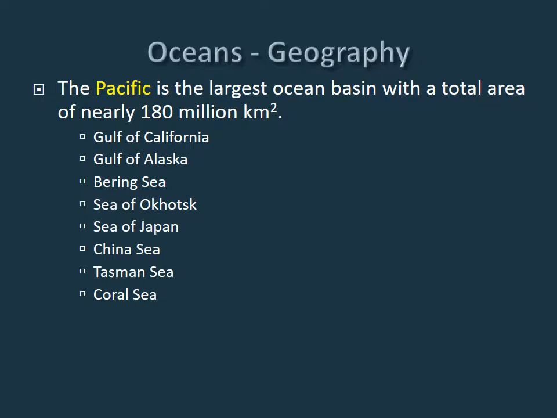The largest source of water on Earth is in the oceans, and next in your chapter it goes through some of the different oceans and these different sources of this ocean or salt water. The Pacific is the largest ocean basin with a total of nearly 180 million kilometers squared. This list here is just a list of some of the different gulfs and seas in the Pacific Ocean.